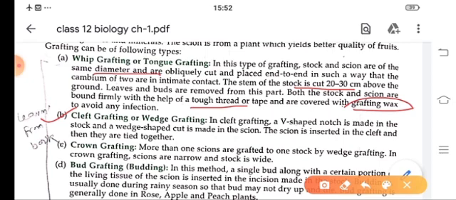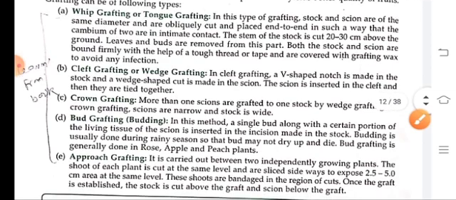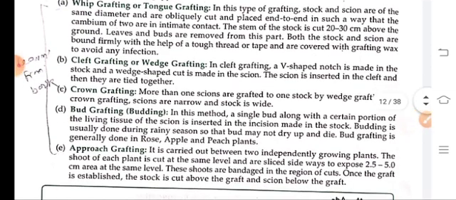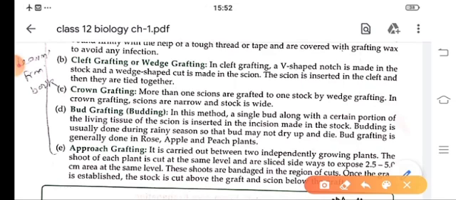Number two is cleft grafting or the wedge grafting. In this cleft grafting, a V shape is made in the stalk and a wedge shaped cut is made in the scion, and this scion is inserted in the cleft part or the cut part of the stalk, and then they are tied together. Now crown grafting, again in crown grafting, more than one scion is grafted on one stalk by wedge grafting. Now in crown grafting, children, scions are narrow and stalk is wide.